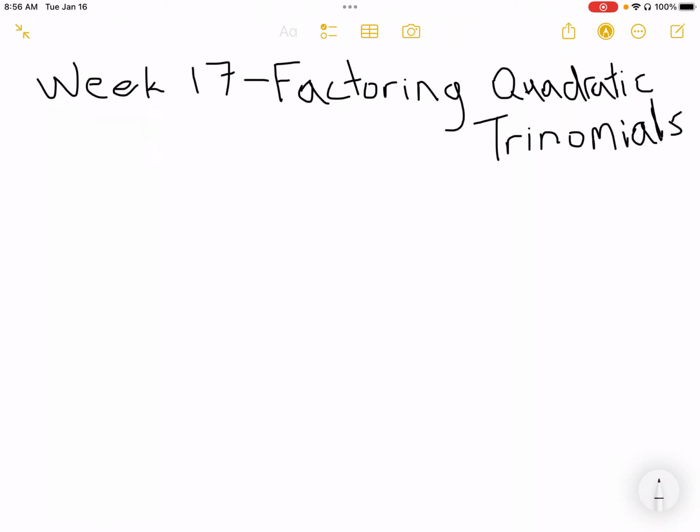We're going to talk about our week 17 supplement for Algebra 1. I guess I didn't write that here, but it's Algebra 1. And we're talking about factoring quadratic trinomials.